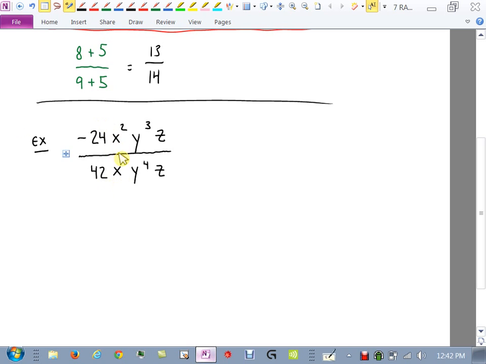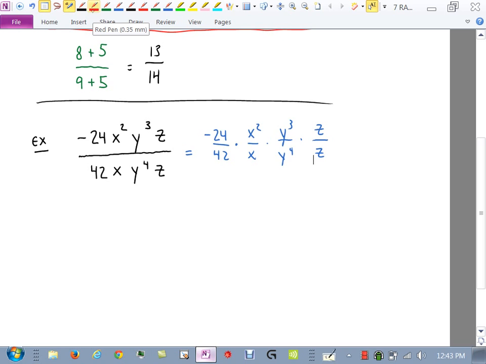So we have a rational expression, right? Rational, fraction. What is the operation between everything on top? Multiplication, right? This means multiplication here, multiplication here, multiplication here. On the bottom, 42 times x times y to the 4 times z. So we have multiplication. So we can cancel if things can cancel, right? We're allowed to. So what we're going to do is split things up here. It's like the 24 over 42 times the x squared over x times the y cubed over y to the fourth times the z over z. I'm just doing it like that so you can see how we're going to collect the things that are similar to each other. My numbers together, my x's together, my y's together, my z's together.